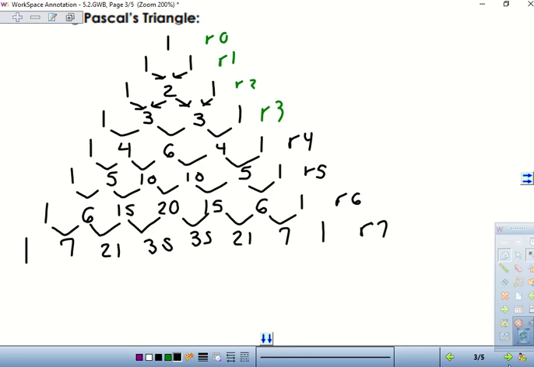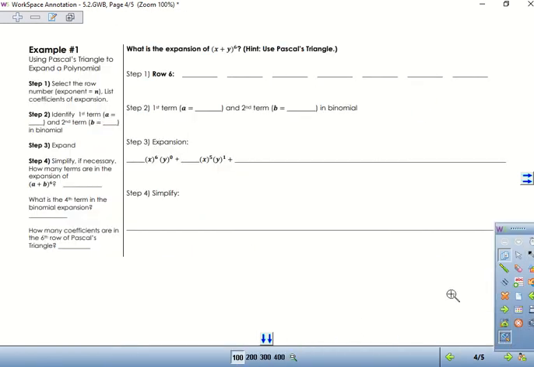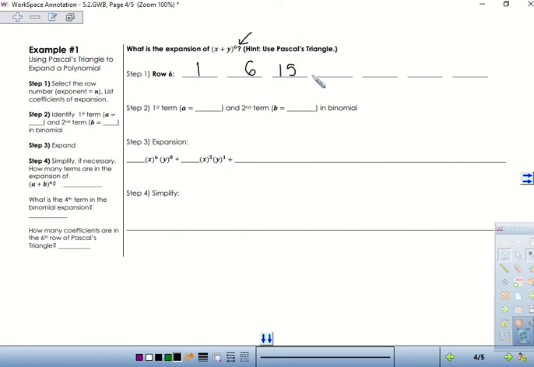Okay. So now we're going to learn how we can use Pascal's triangle to help us expand polynomials. So, you want to expand the polynomial x plus y, a binomial, with a power of 6. So the power on that binomial tells you what row of Pascal's triangle you're going to use. So we're going to use row 6, which has what numbers on it? Good. So I'm going to take row 6 and I'm going to put it in here.